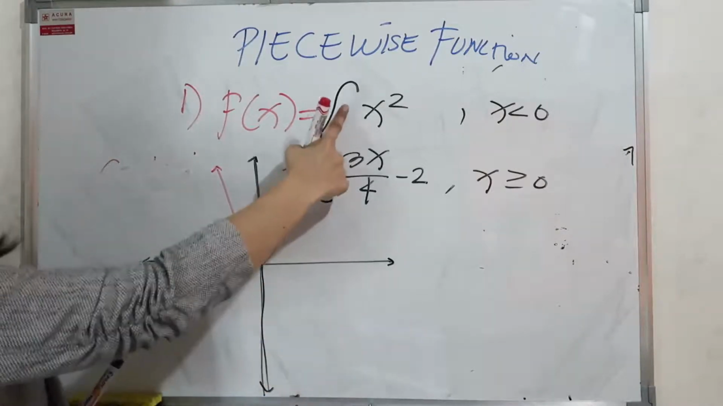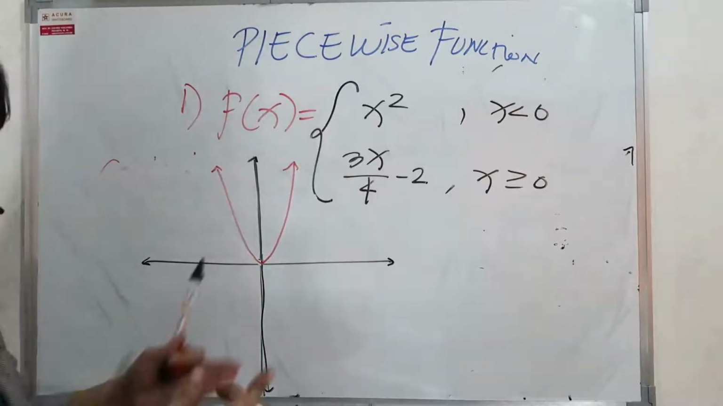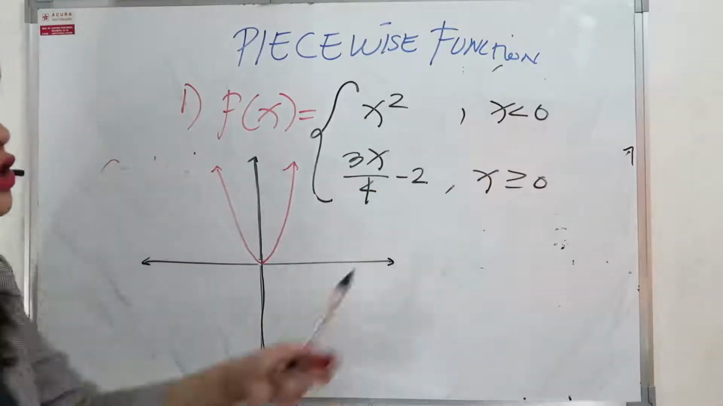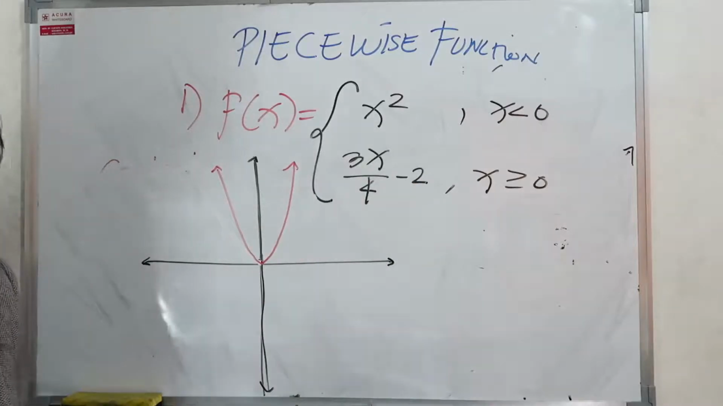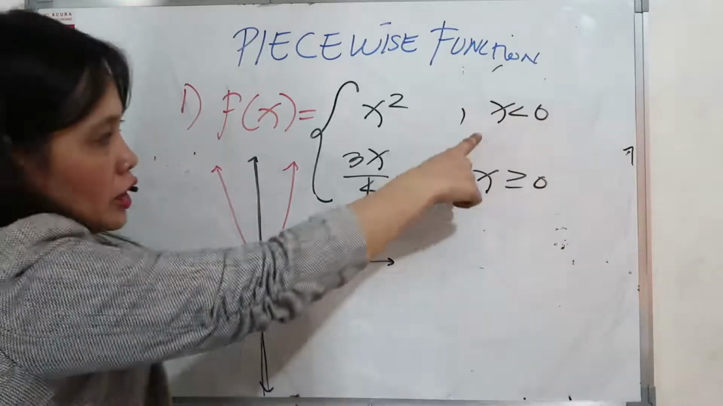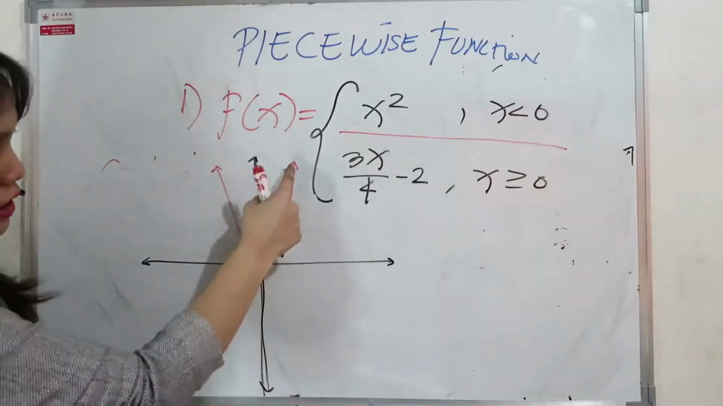The coefficient is positive, so it opens upward. So the center is 0, 0, because the only given is x squared. Therefore, the center is at the origin. There's a condition: x less than 0. So what particular part of the parabola is included based on the condition? If we graph x squared, it's like a parabola.